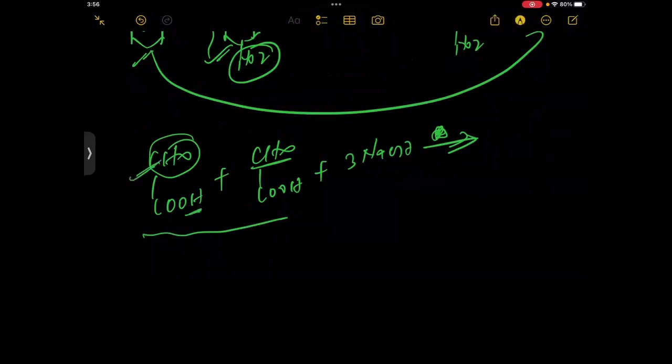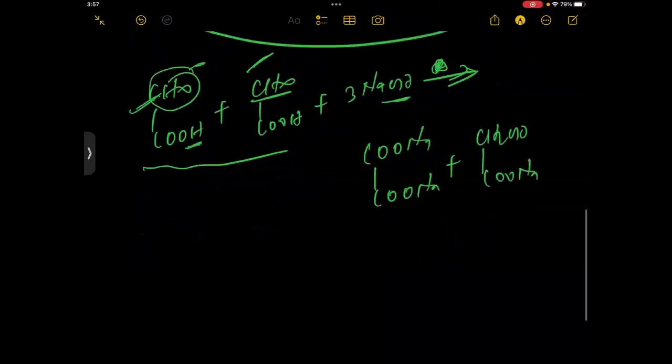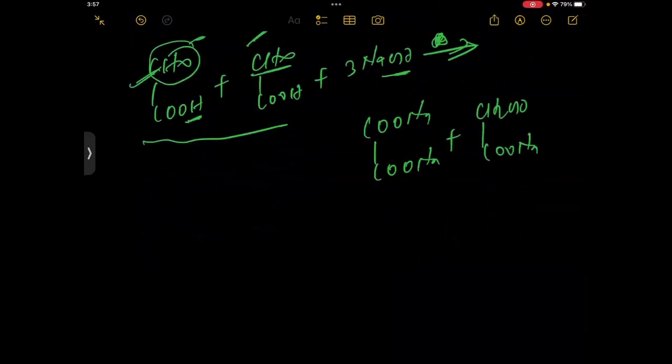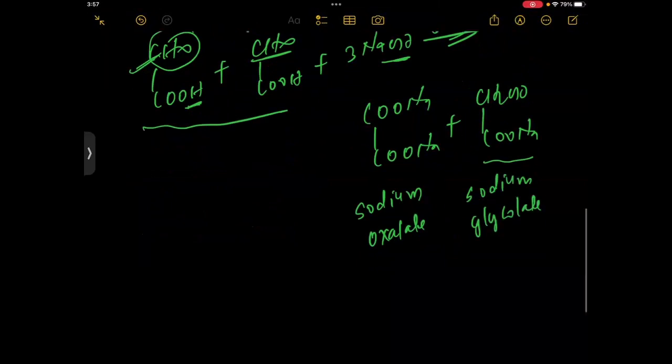Since here is the acid, NaOH is a strong base that will react with the acidic hydrogens. So this part is going to oxidize. So COONa and COONa will form, along with CH2OH, because this is the reduced form, and here COONa will form. Correct? So what is the name of this compound, students? The name is sodium oxalate, and here sodium glycolate will form, right?